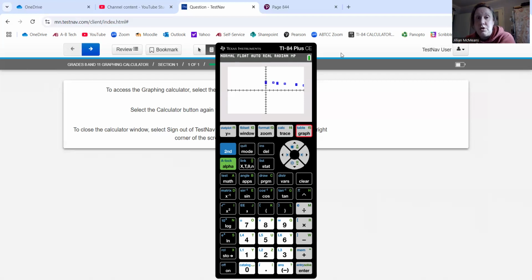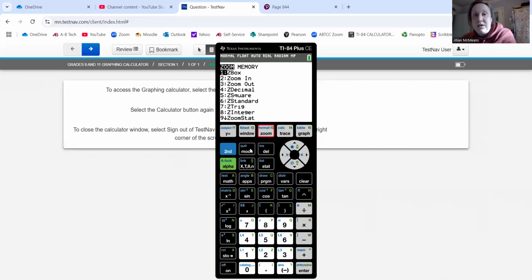And here's how. You can manually tweak your window, okay? Or if you go to this top row of buttons and click zoom, it's going to give you all the different ways that you can zoom. We want to zoom stat. What this does is it zooms into the data that you've got in that stat screen, all the data you have collected there. So you can either scroll down until 9 is highlighted or just type in the 9 button, and look, it zooms right into where our data is.